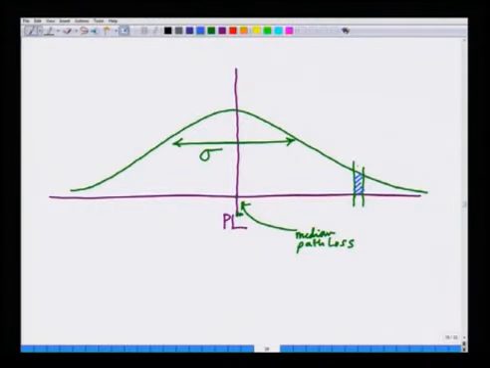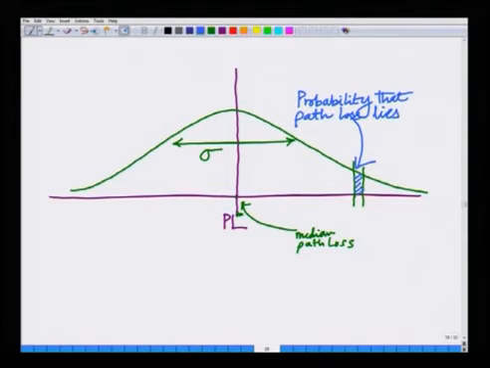Further, this is nothing but the probability that the path loss lies in this neighborhood. It is the probability that the path loss lies in this region, that is, in the small interval.